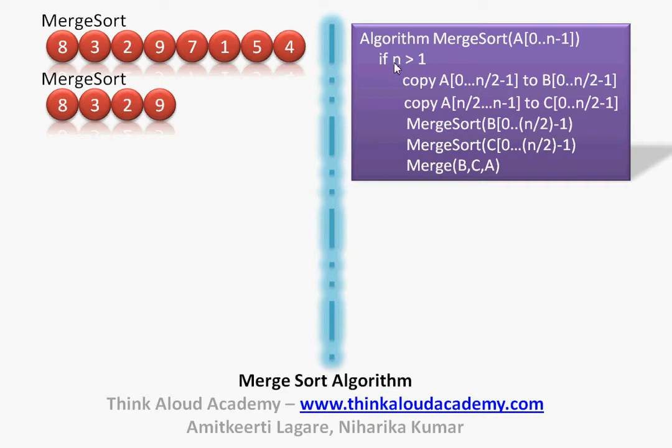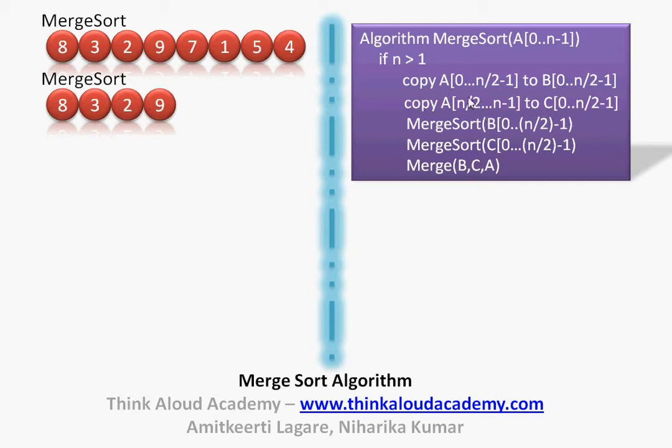So you again come up and check is n greater than 1? Yes, because I have 4 elements. Then it says copy the first half of this array into B. So what is the first half? 8 and 3. So 8 and 3 get copied into B, and it says copy the second half into C. So that is 2 and 9 get copied into C.